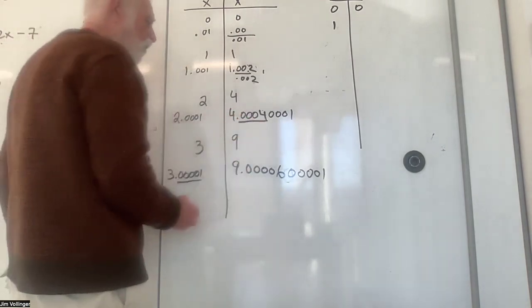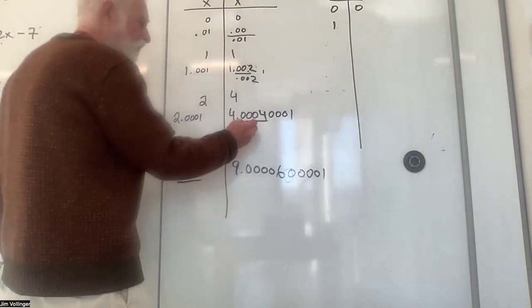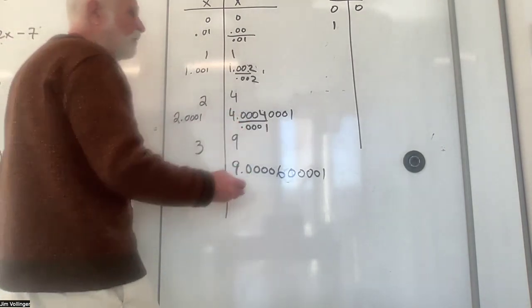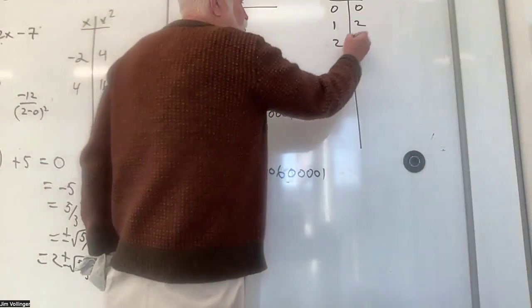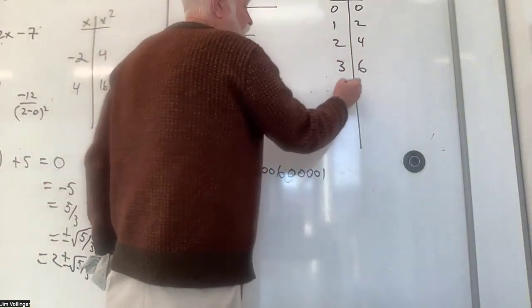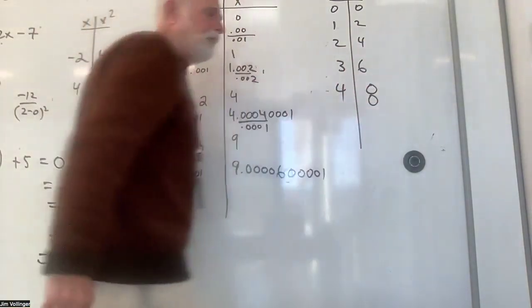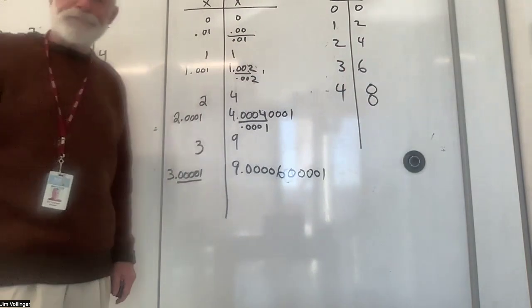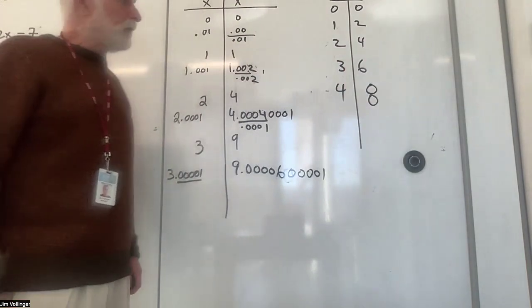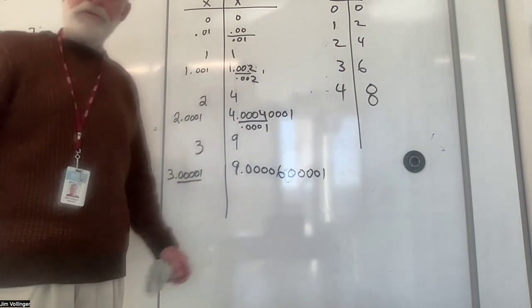Then this one is 0.004, so that divided by 0.0001 gets me 4. So this gets me 2, 2 gets me 4, 3 gets me 6. I wonder what 4 is going to get me. Yeah, you're right, 8. I said, well, wait a minute, there's a nice pattern here. Sure looks like we're doubling the x's to get the rate of change at that instant.